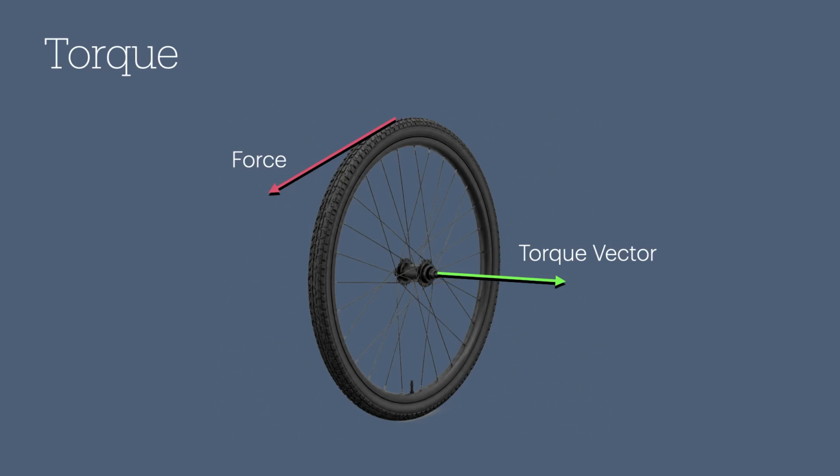If we took the green vector in this picture and made it face the opposite direction on the other side of the wheel, then it would represent a rotation force pushing the wheel in the opposite direction from the red vector. Finally, the strength of the force is determined by the length of the torque vector. So a longer vector would represent a stronger rotational force.